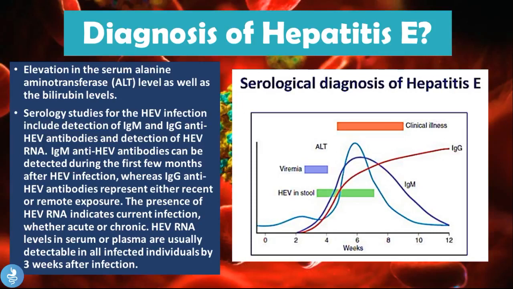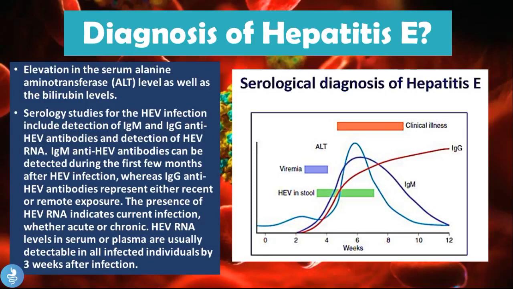The serology studies for the hepatitis E infection include the detection of IgM and IgG anti-HEV antibodies and the detection of HEV RNA. The IgM anti-HEV antibodies can be detected during the first few months after the HEV infection, whereas the IgG anti-HEV antibodies represent either a recent or remote exposure.